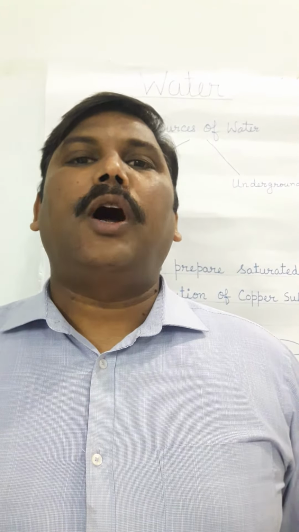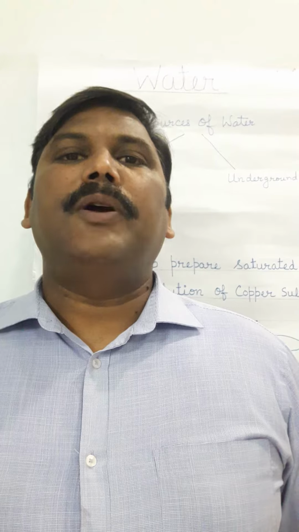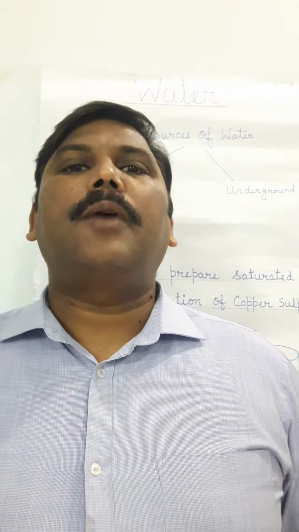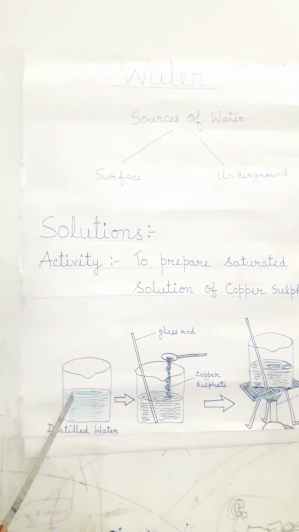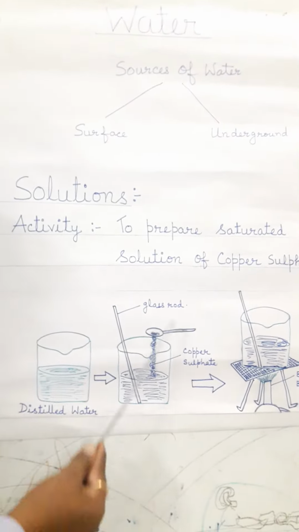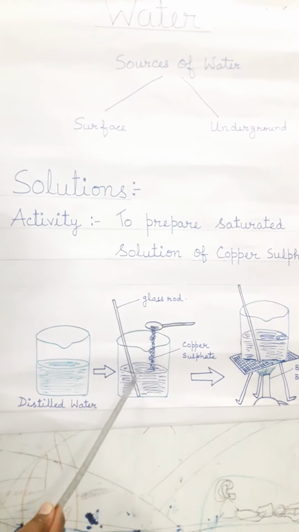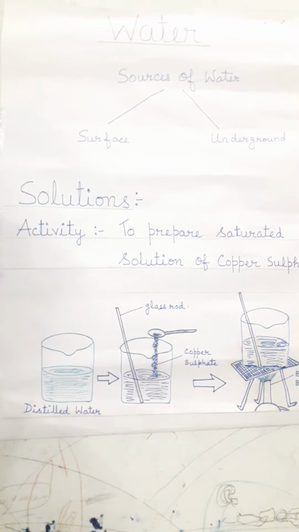The materials required for this activity are a clean and dry beaker, a glass rod, a Bunsen burner, copper sulphate and some distilled water. Take 100 grams of distilled water in a beaker and add some copper sulphate into it and stir with a glass rod till it gets dissolved.